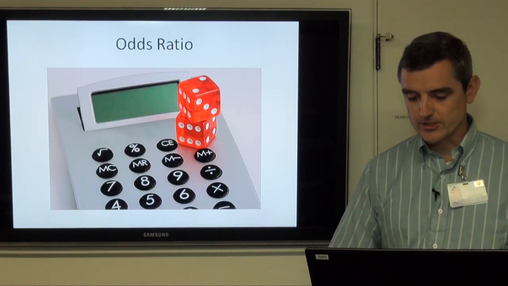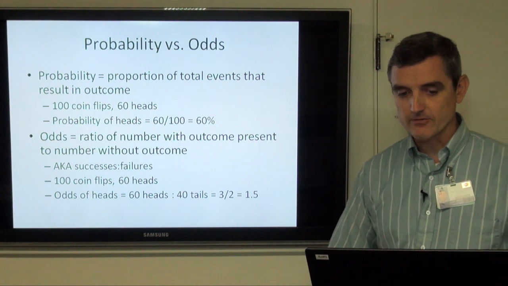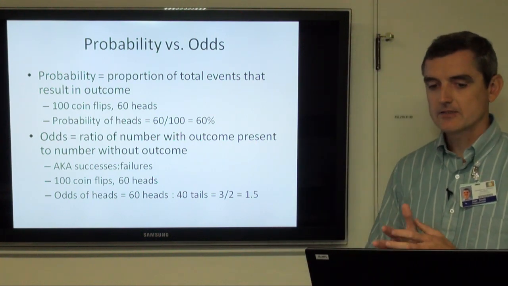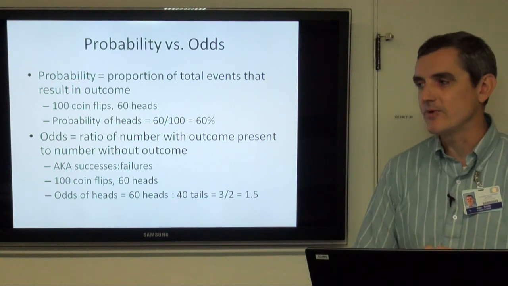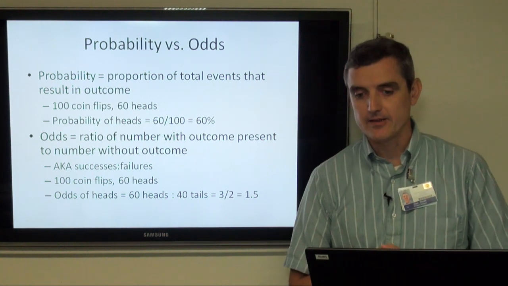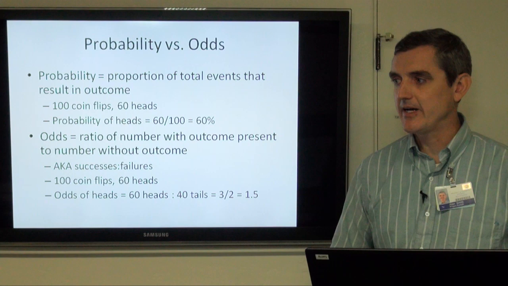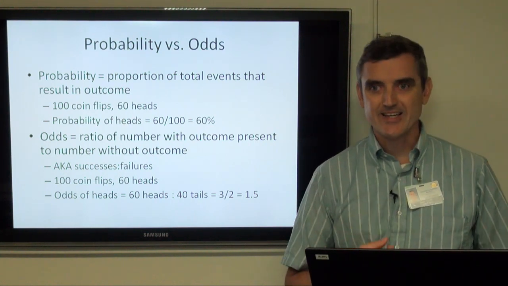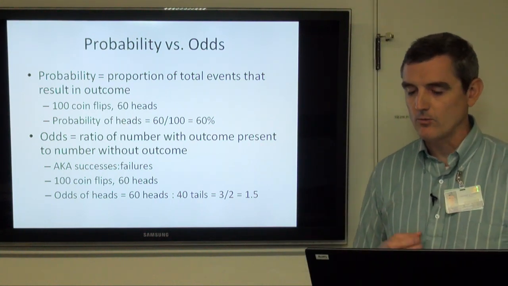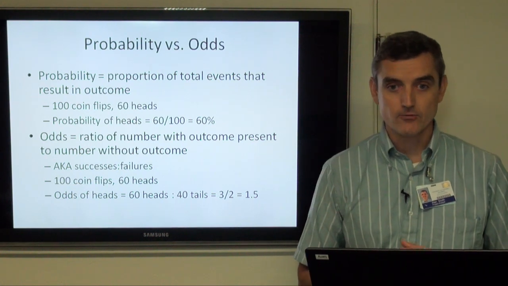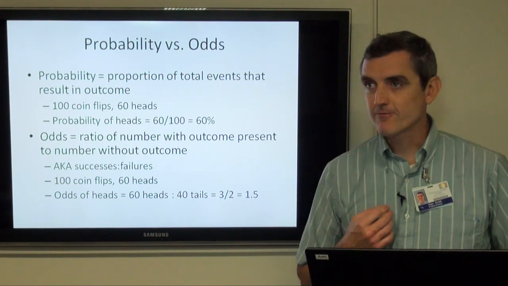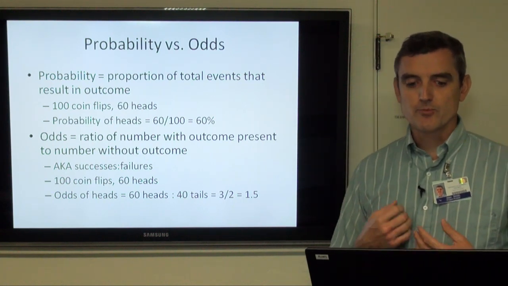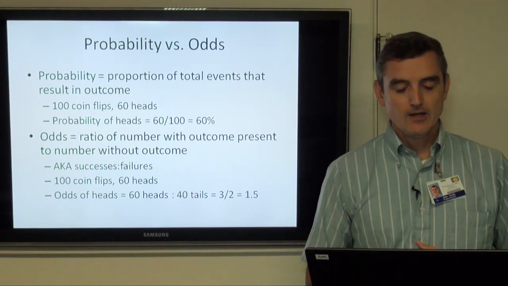All right, odds ratio is related to relative risk, but it's somewhat different. It's something we calculate usually when we can't calculate a relative risk, and conditions for that are usually when we're conducting a case control study. And I'll talk a little bit about why you can't calculate a relative risk in a case control study in a minute. But first we need to understand the difference between probability and odds.